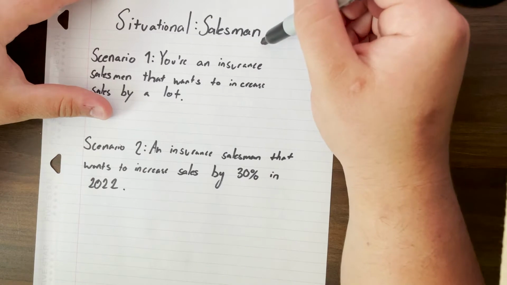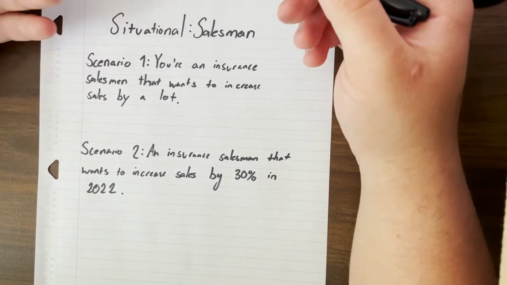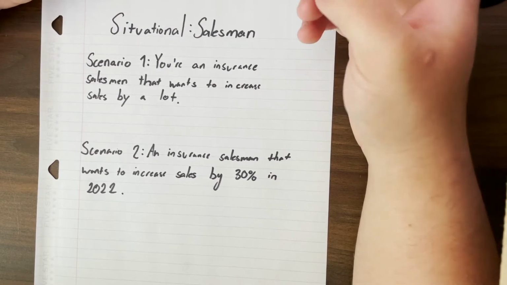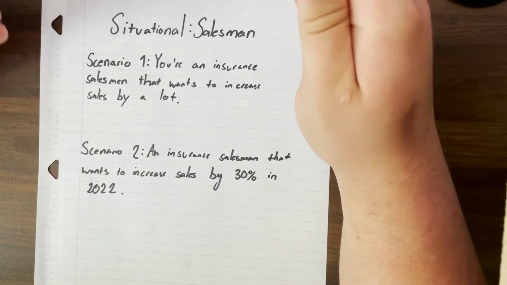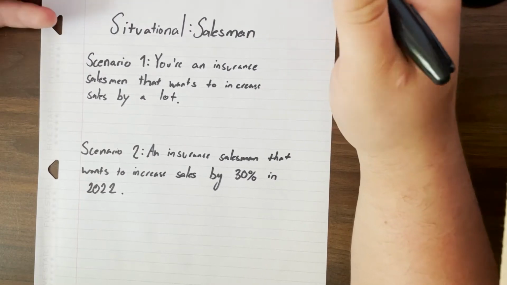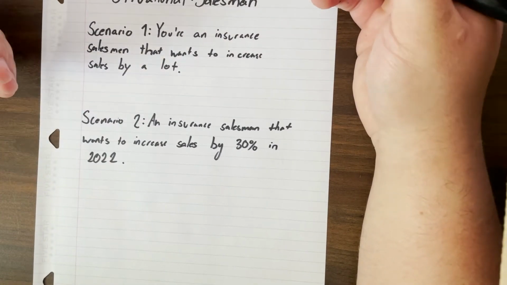So you're a salesman at a big insurance company. Let's say your name's Jeff. Jeff, in the first scenario, isn't using SMART goals. He just says he wants to make more money next year by increasing more sales. We don't really know anything about Jeff, how many sales he's had previously, or anything else of when he wants to accomplish this goal.